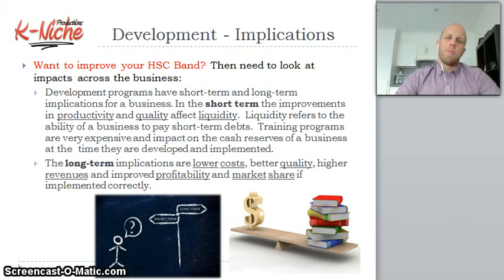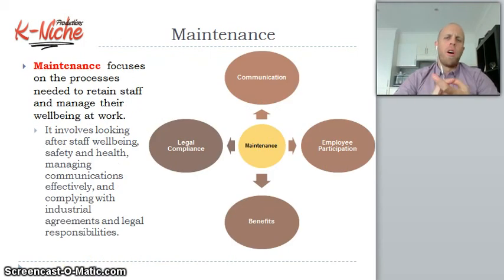Better quality, that's a performance objective. Higher revenues, improved profitability, and market share, that's a marketing objective. You see the linkage? It's crazy if implemented correctly. So we've got long-term and short-term, balancing our costs with our benefits. All right, so you've hired them, you've trained them, you've developed them, you've inducted them, you're going, yeah, I'm sweet. Maintenance comes next.